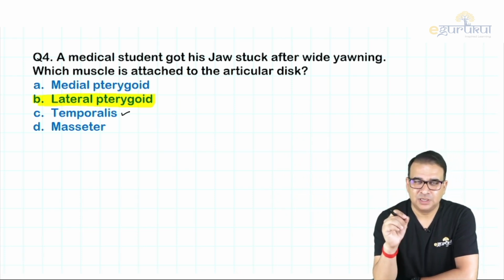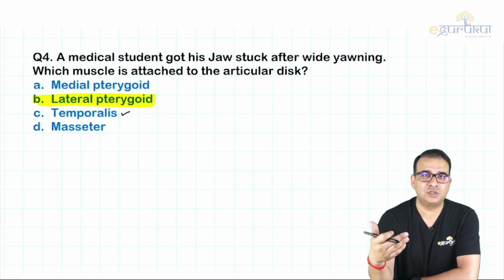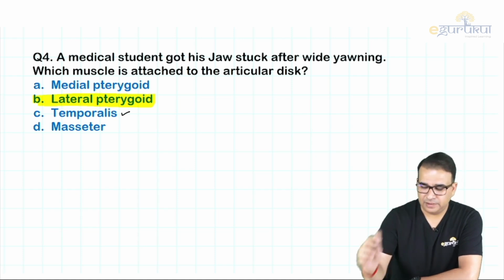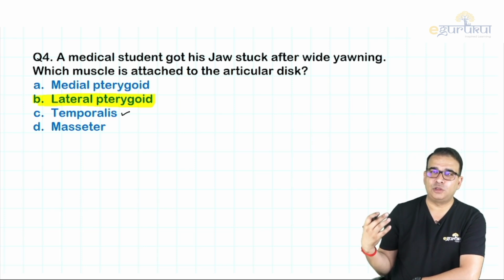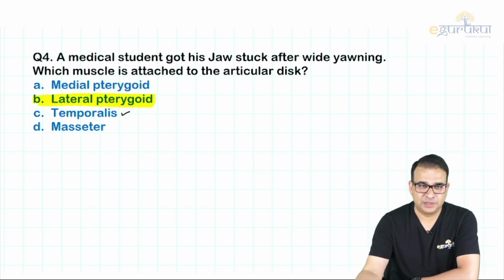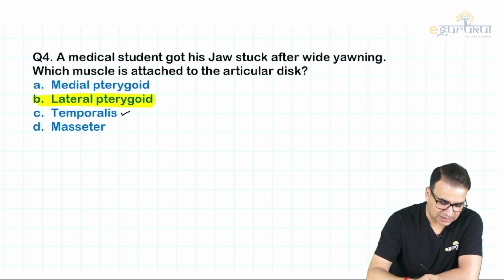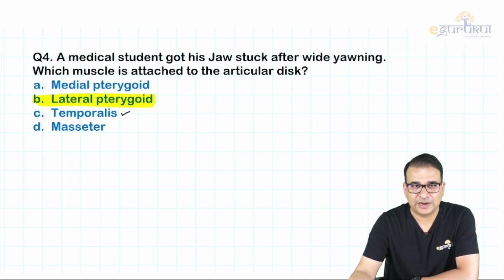Temporalis, unique action. Temporalis is responsible for elevation and retraction. And in this case, if the question is asked which muscle will help to pull the mandible back into the mandibular fossa, the answer has to be the temporalis. But for this question, yes, the answer is lateral pterygoid. The answer is lateral pterygoid.